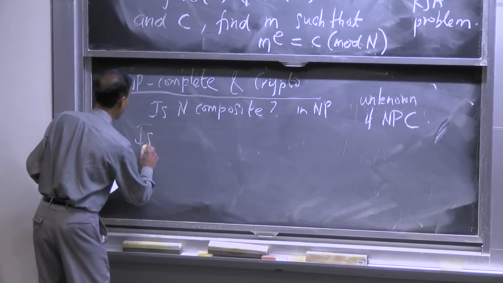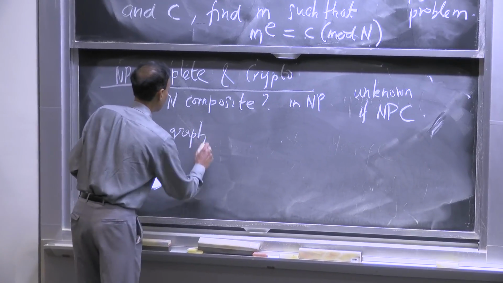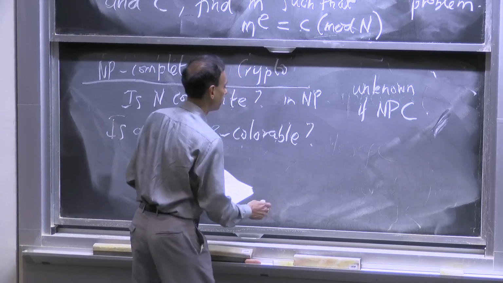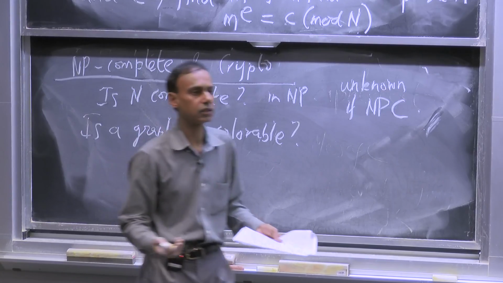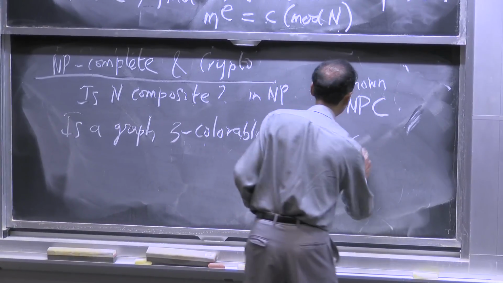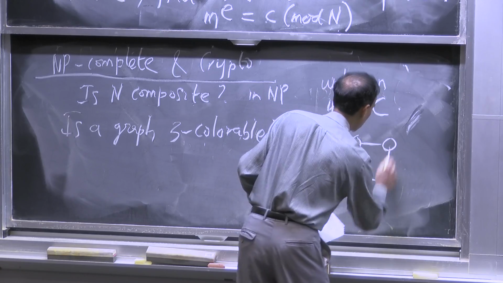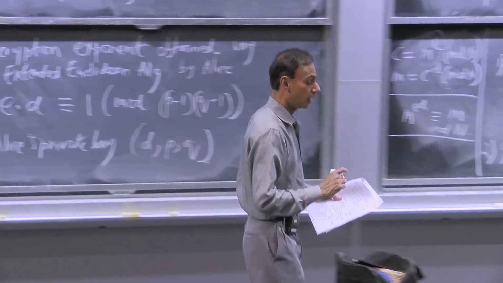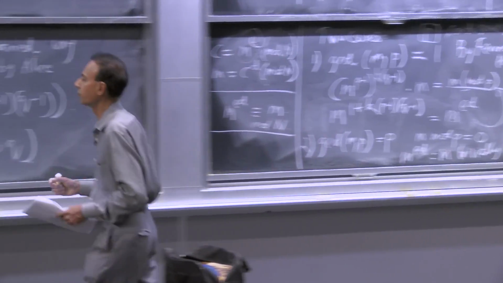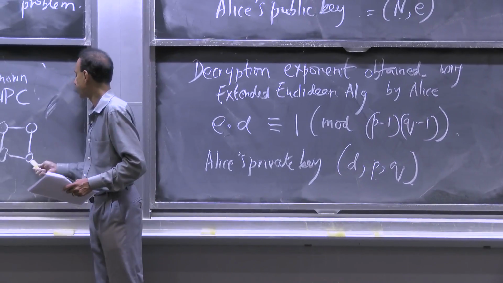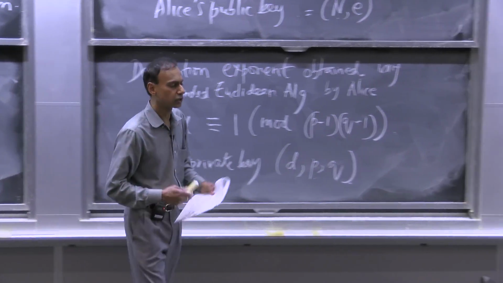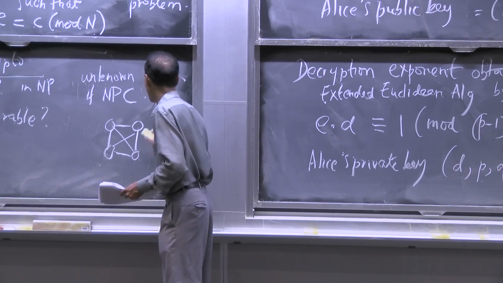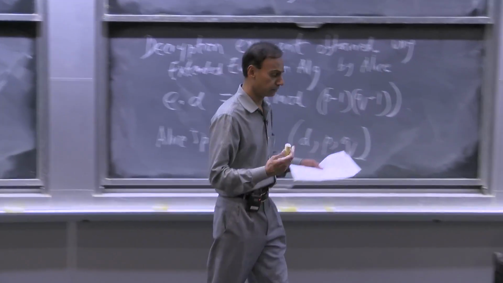Now, if you take other problems, like is a graph three-colorable? And so what does that mean? Well, you have three colors, and you're not allowed to reuse the same color on two ends of an edge. So if you put red over here, you can put red here, but you can't put red here and there, right? And so that graph is three-colorable. But if you had a clique, then this would not be three-colorable, right? Because you have all these edges.